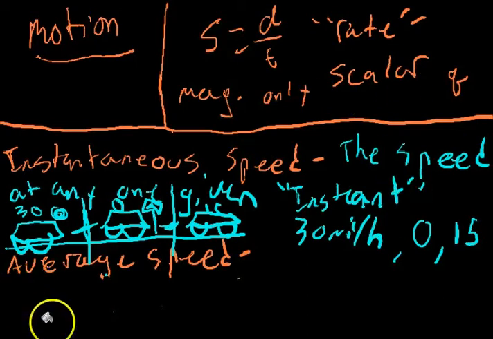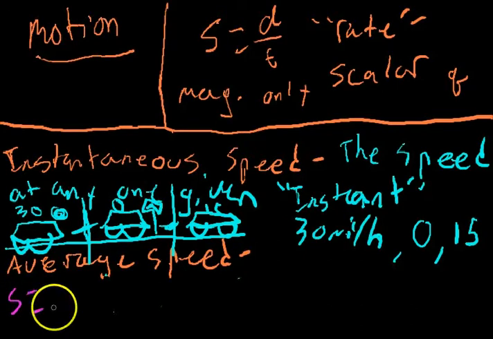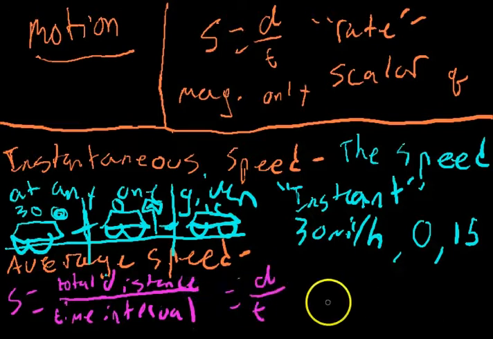So with average speed, the equation is still speed is equal to distance over time, but the thing you need to notice now is it's total distance over time interval. There's really no difference from the regular speed equation. It's basically the same equation, but what you need to think about, let's say you have a trip. I'm going to section off a little area over here.